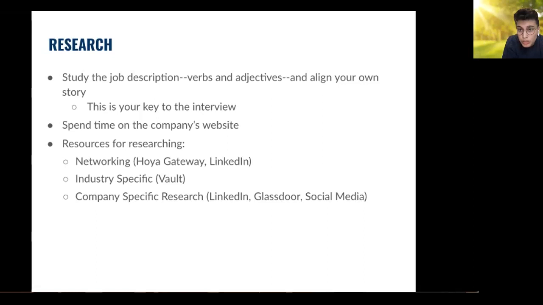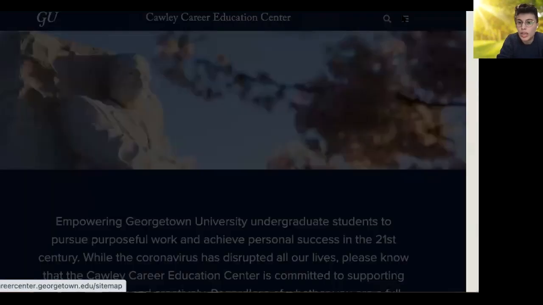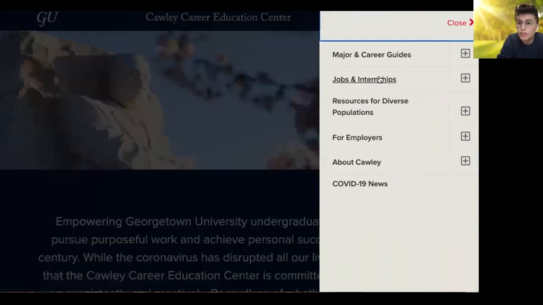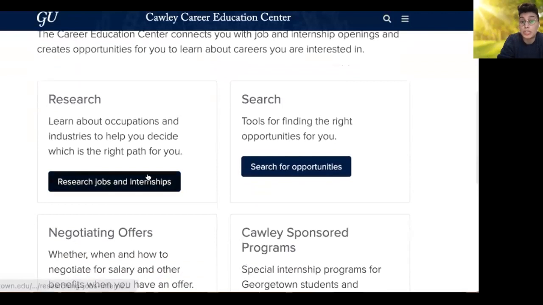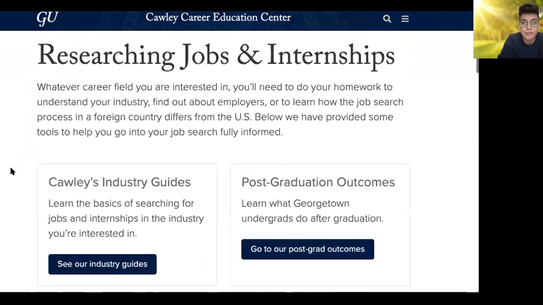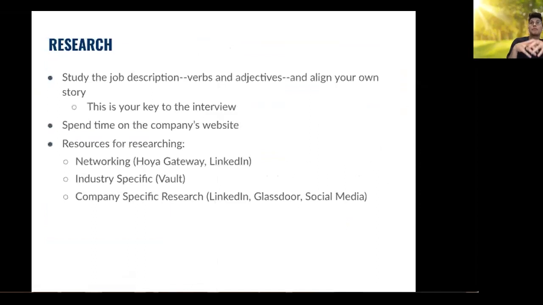And so if we were to go to, let's even just Career Center, and we're going to go to jobs and internships. I'm going to go down to researching, right? And if you scroll down, here's Vault right here. And so that is a resource that has, it's like hundreds of PDFs about particular industries and a lot of like wealth of information. So if you just want to get a sense of what is this industry like, Vault's great.